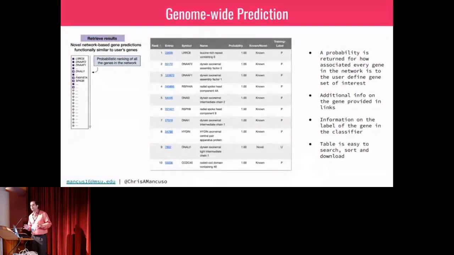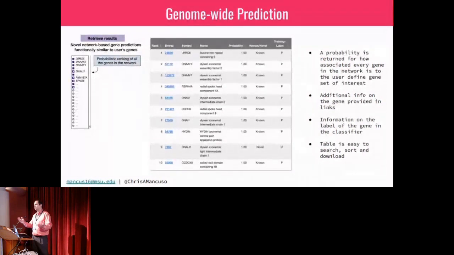So what are some of the things the web server will return to a user? The first thing is the predictions of every gene in the network, how associated that gene is to the user's supplied input set. What you're going to see mostly is that known genes are going to be very high, because you are saying these are positives, so they show up as positives too. But then you can see down here in row number 9, there's a gene that was not in the positives that is very highly associated with this input set. And we can label it as novel, so it wasn't used during training.